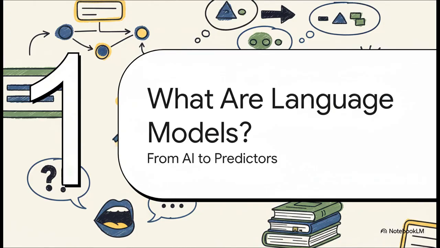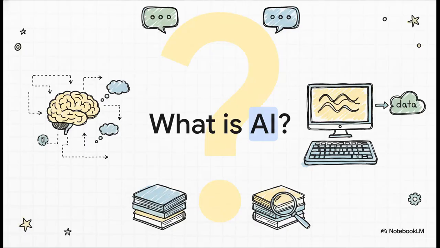Section 1. To really get a handle on large language models, we've got to start with a much bigger and honestly a much fuzzier concept. What is AI? I mean, really, we hear that acronym all the time. The simplest way to think about it is as a giant umbrella. It covers any device or program that can sort of act like a human to get something done. It's a massive field, and LLMs? They're just one very new, very powerful part of it.